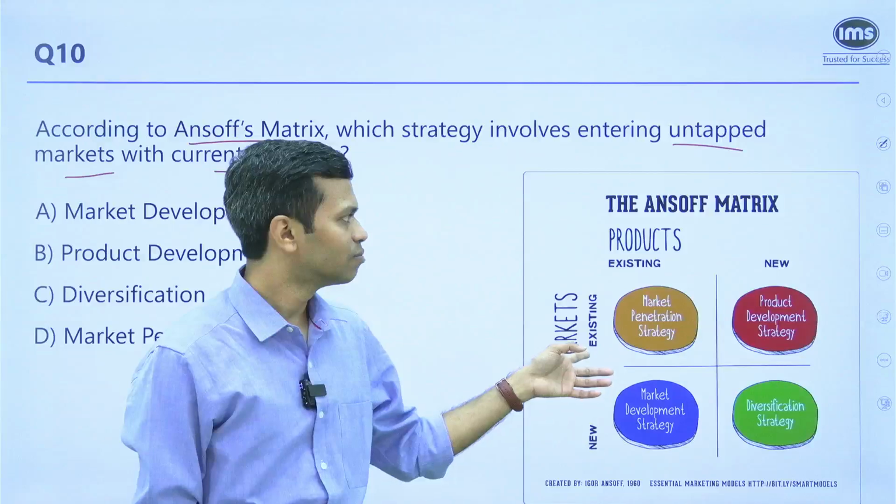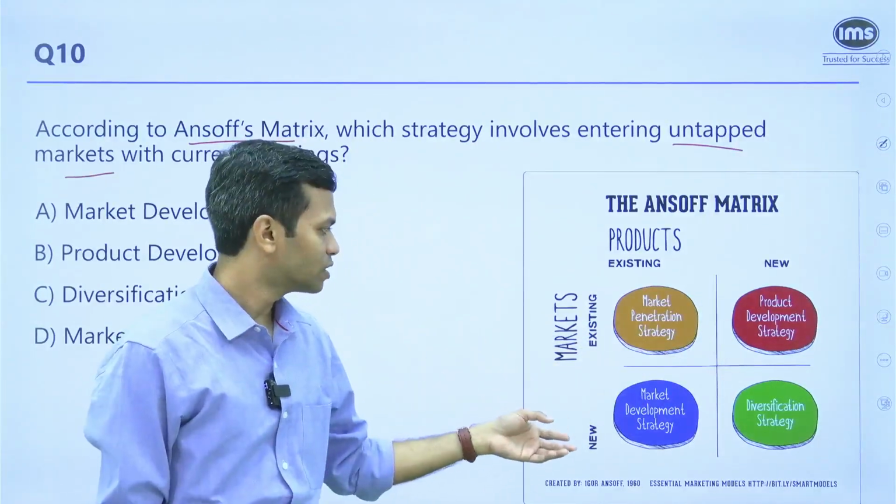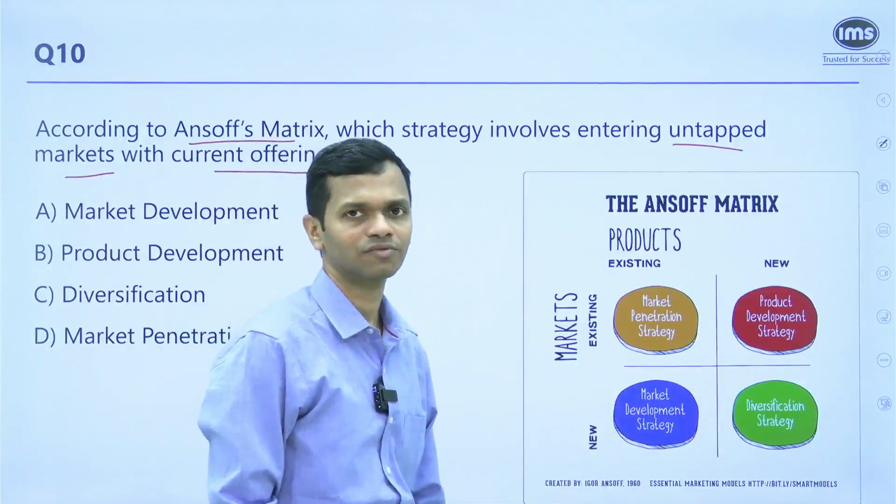If it is an existing market and you have a new product, that's a product development strategy. Versus the last one, which is new market and new product, this is diversification strategy.